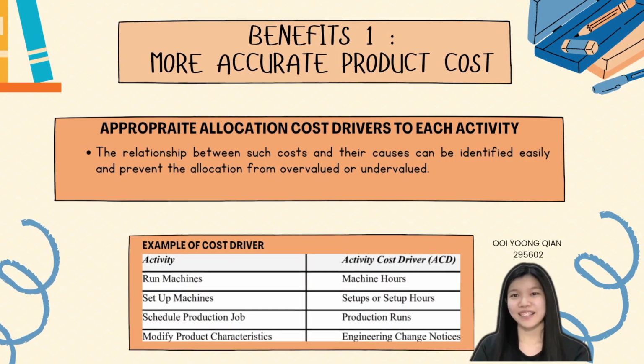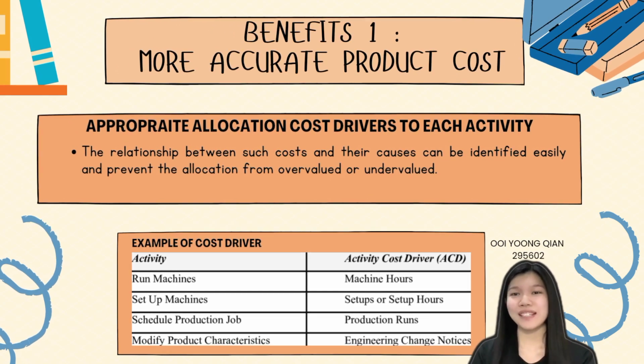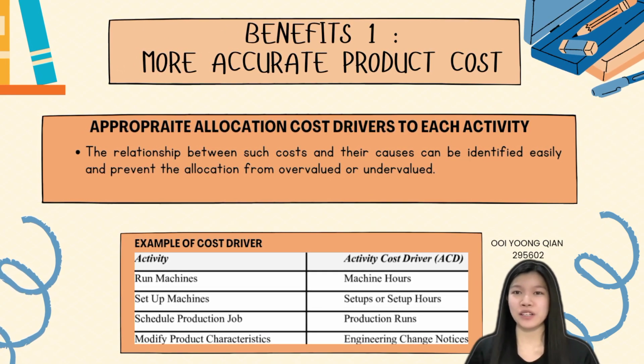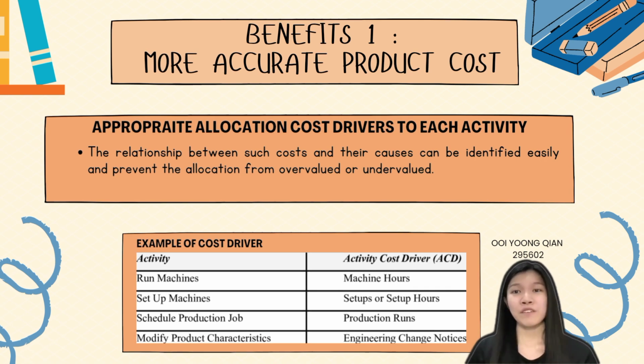Let's go back to our question. What is the benefit of using ABC in our allocation of overhead costs? Benefit number 1 is that the amount of allocation by using ABC will be more accurate. This is because ABC uses an appropriate allocation cost driver for each activity. Every single relationship between such costs and their causes or activities can be identified easily, and it may prevent the allocation from being overvalued or undervalued.